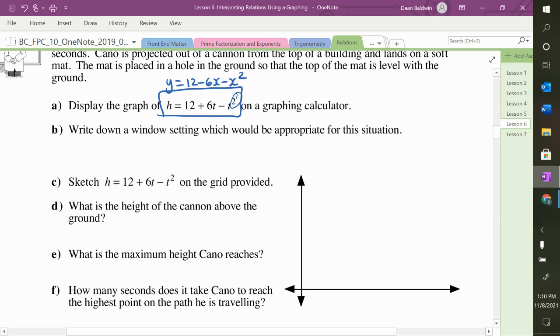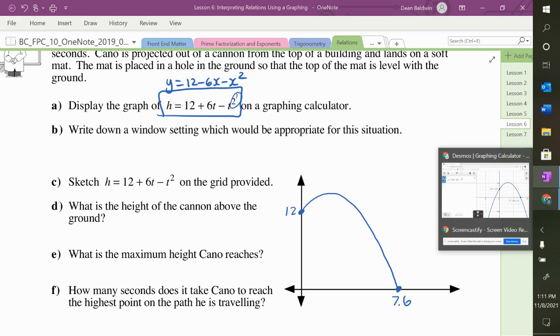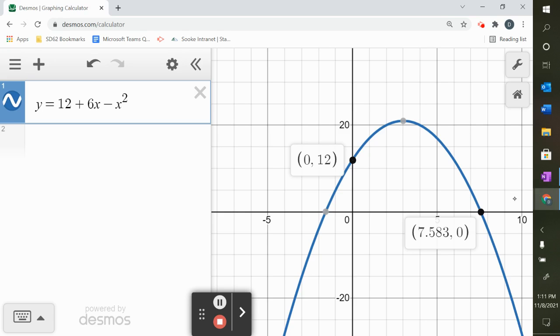So if we're going to sketch this, our y-intercept is 12, 7.6, and it looks like that. Okay, why did I cut off the graph? Why did I ignore all this stuff? Why did I ignore all this and all this down here?